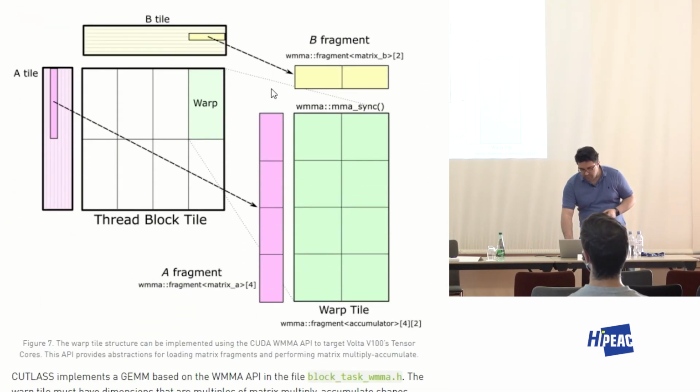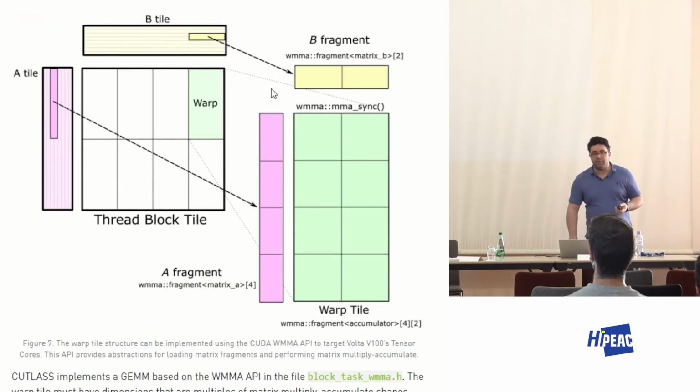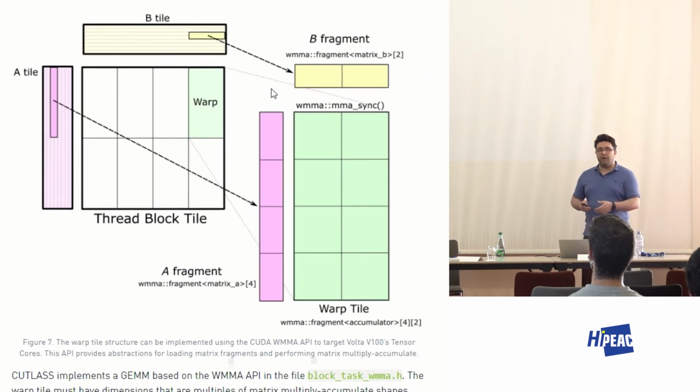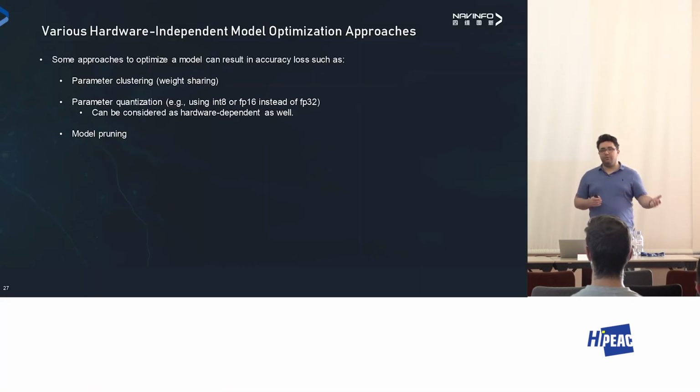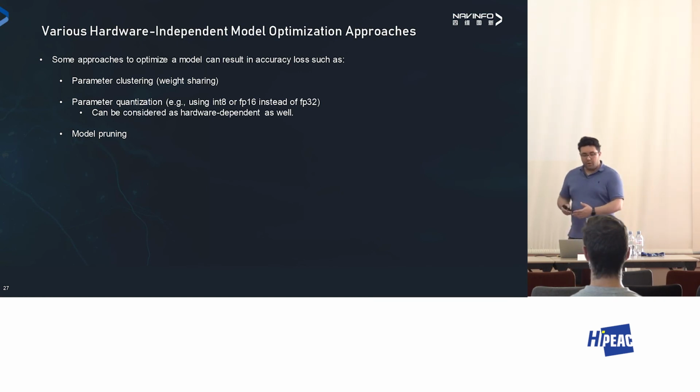So this process is very different, because for GPU implementation we have lots of other things to consider compared to CPUs. Then now we move to the approaches that are actually hardware independent. So what do we mean by hardware independent?